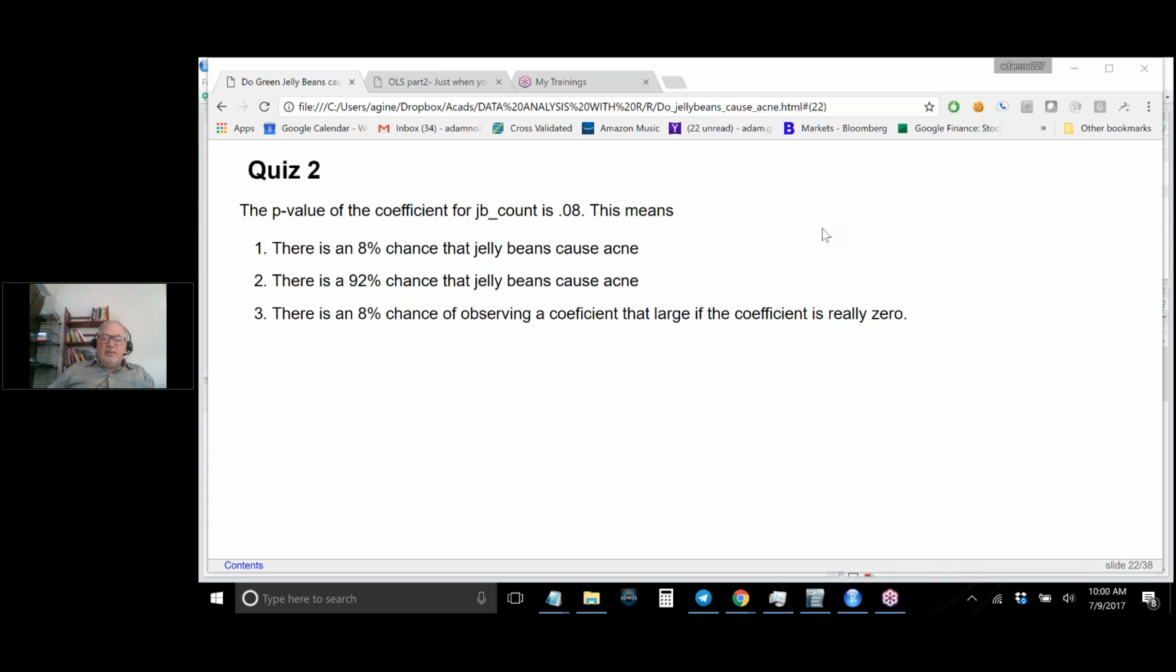I have 3. I have 3. And I have 3. Yeah, this is the probability of observing a coefficient this large. So there's an 8% chance, which is greater than the 5% cutoff, so we accept the hypothesis. And everyone agrees that it is 3. All right, good.